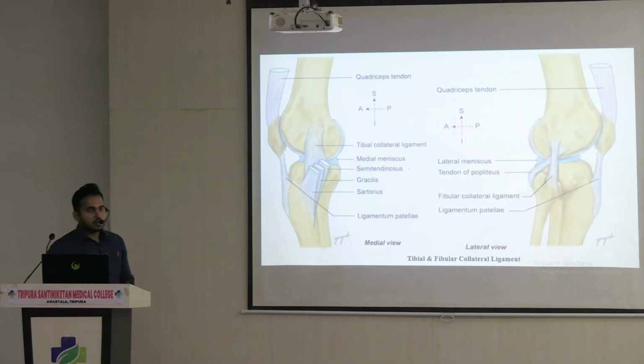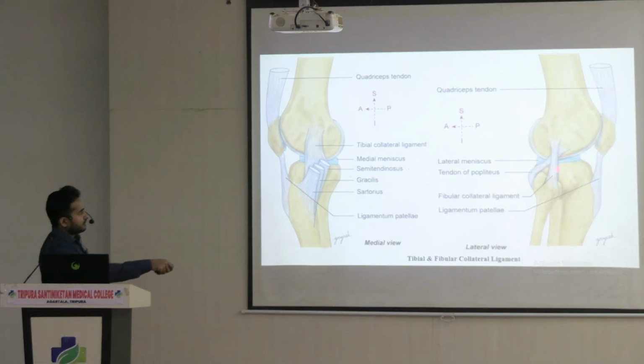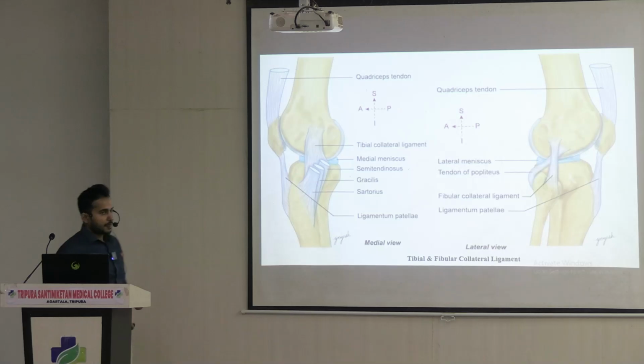Okay, so the fibular collateral ligament. Here you can see the fibular collateral ligament. It is a fibrous band extending from the lateral epicondyle of the femur to the head of the fibula. Now this fibular collateral ligament is not adherent to the fibrous capsule. Laterally, the fibular collateral ligament is not attached to the fibrous capsule. That you have to mention.